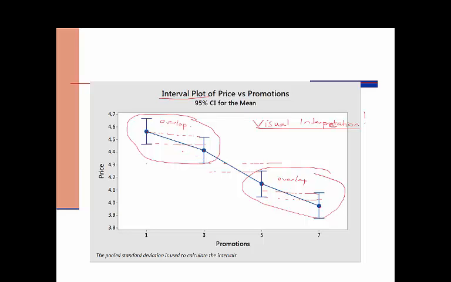All right, so we can tell that the price of treatment promotion 1 and the price of treatment promotion 3 are similar to each other. They're not different. And the price of 5 and 7 are also similar to each other. They're not different. But there is a difference between the 2 different groups, where 1 and 3 are similar, 5 and 7 are similar, but there's a difference between 3 and 5, 1 and 5, 3 and 7, and 1 and 7.